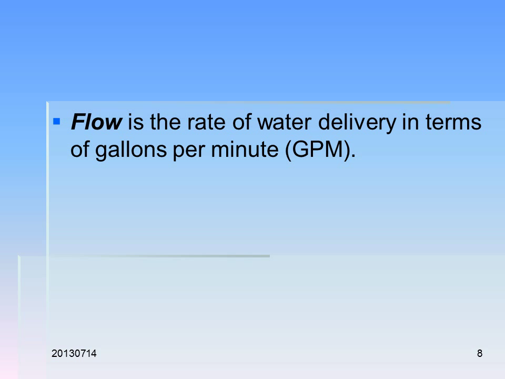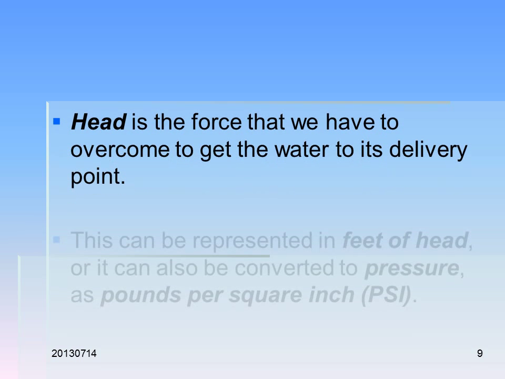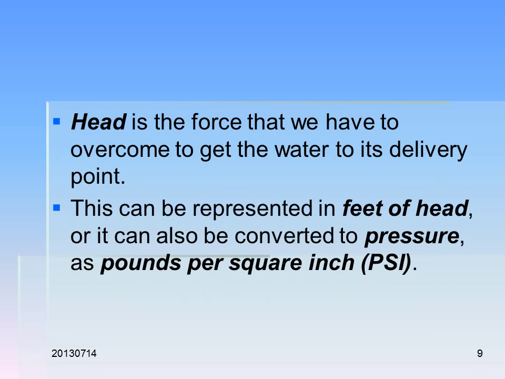Of course, with pumps, we're looking at a couple of things. We can boil it down to flow, which is the rate of water delivery in terms of gallons per minute. And we could also look at it as head, which is also pressure. But head is the force that we have to overcome to get the water to its delivery point. This can be represented in feet of head, or it can also be converted to pressure as pounds per square inch. Now these are the imperial terms.